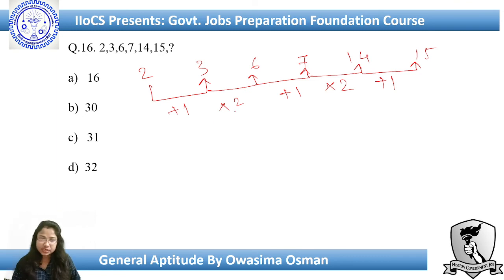So this rule is following here, that is 1 is plus 1 and the next term we will get by multiplying by 2. The first one is plus 1, then next we will multiply it by 2, again we will add plus 1, then again will multiply it by 2. So our next term will be 15 into 2. So our answer is 30.